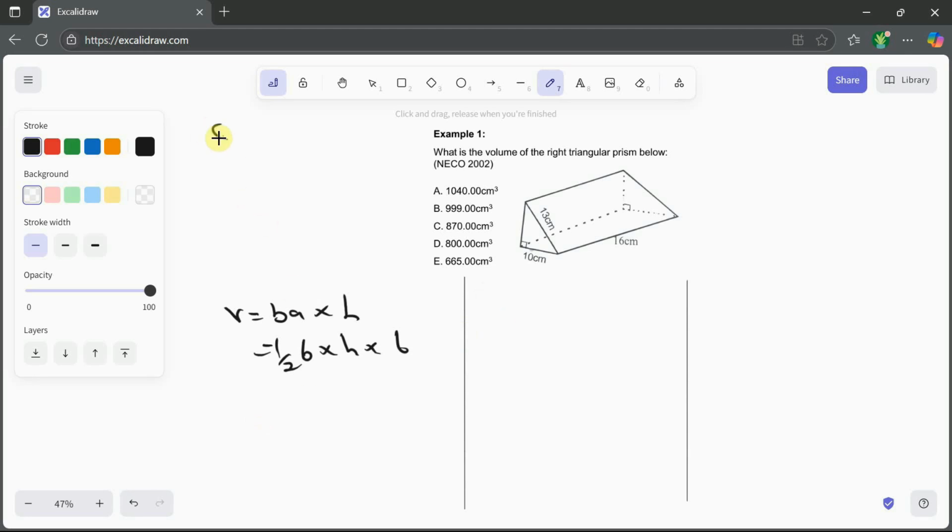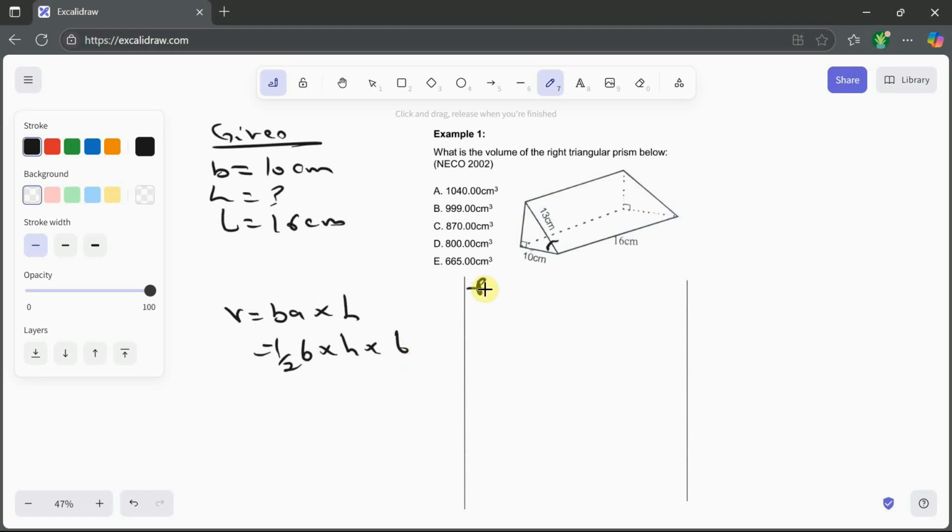So if I say the given base is this one here, which is 10 centimeter. We're not given the height, but we're given this slant side. In terms of the triangle, say this is theta, this is the opposite, this is the adjacent, this is the hypotenuse. So the height is not given, but the length is given to be 16 centimeter. But we can find the height by using Pythagoras.